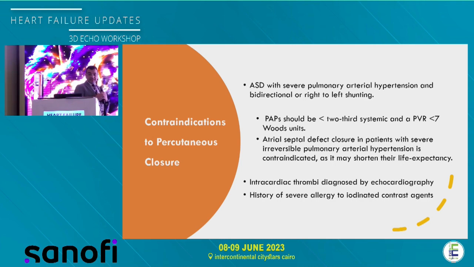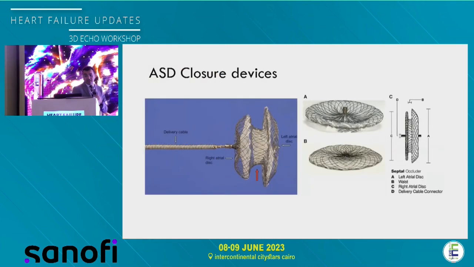Another hot issue is that if you have ASD with severe pulmonary arterial hypertension, this is a contraindication to closure of the ASD, intracardiac thrombi, and severe allergy to iodinated contrast, but this could not be considered as a complete contraindication, as you may use only the echocardiography during the closure of ASD defect.